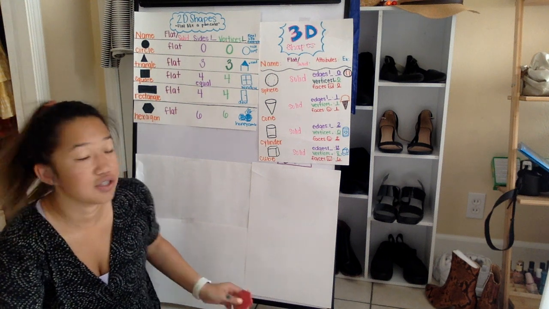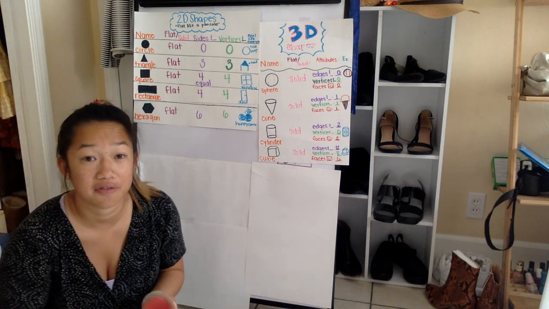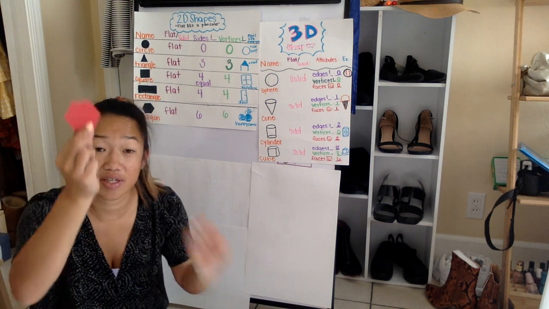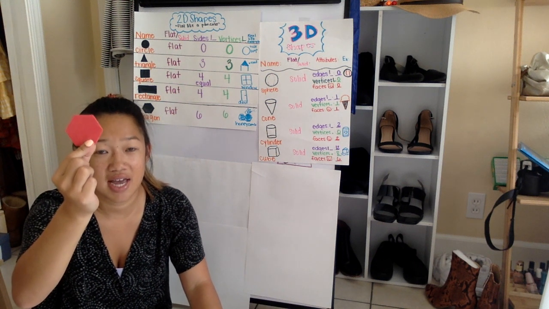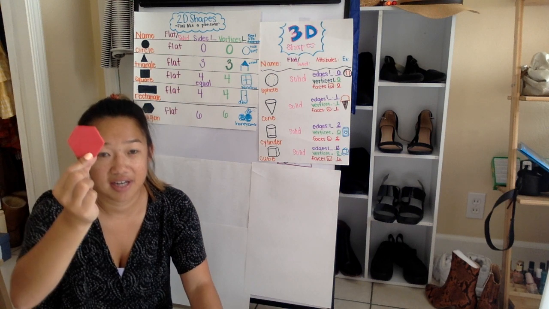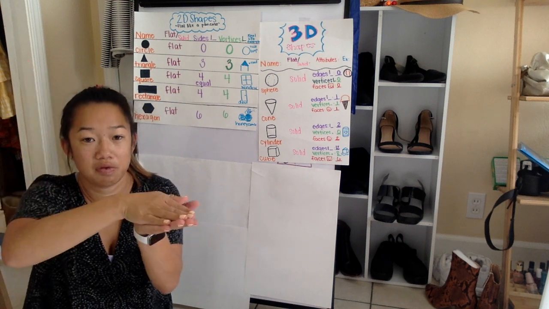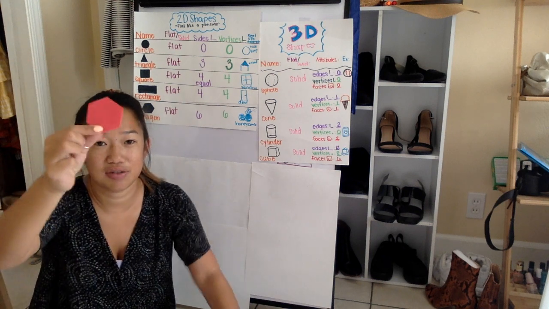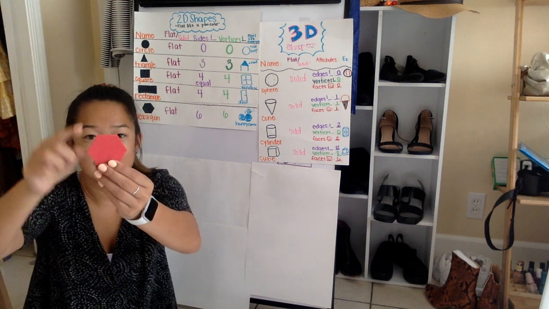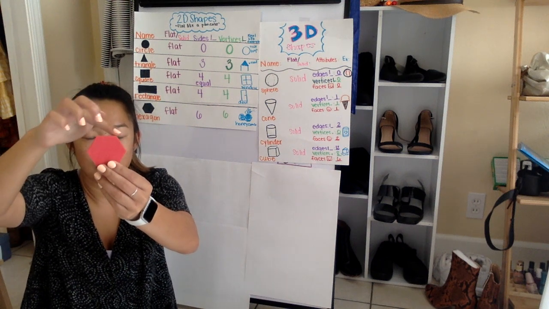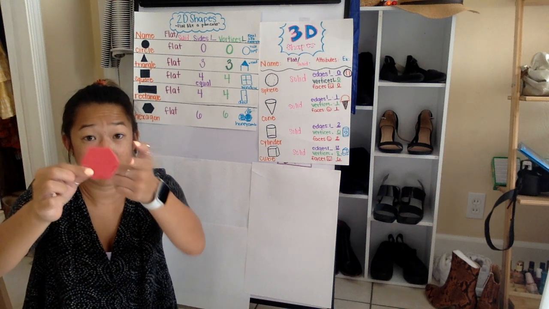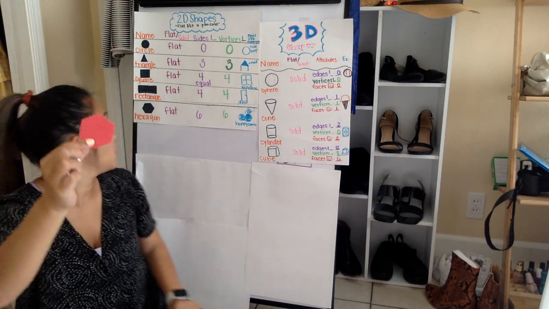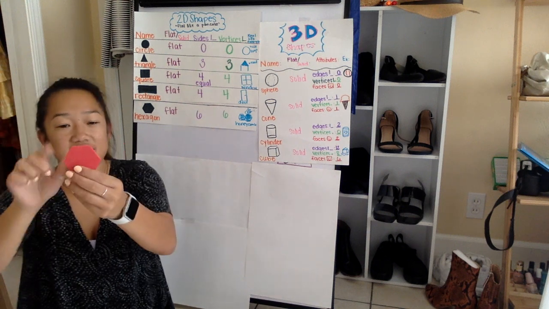All right, last 2D or flat shape we're going to learn about. This one is called a hexagon. It's a kind of a big word. Can you say that with me? Hexagon. All right, a hexagon is flat like a pancake, so it's a 2D shape. Let's count its sides. Ready? 1, 2, 3, 4, 5, 6. Great job. A hexagon has 6.